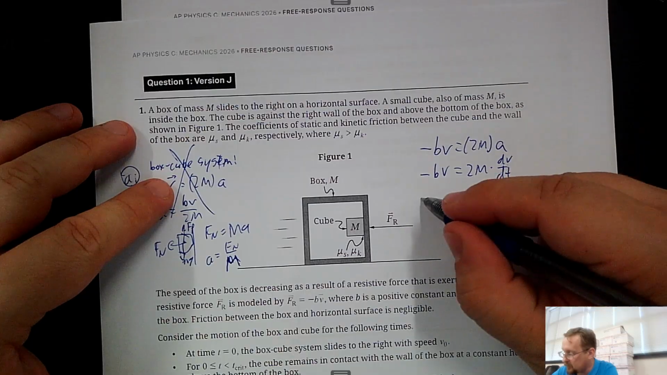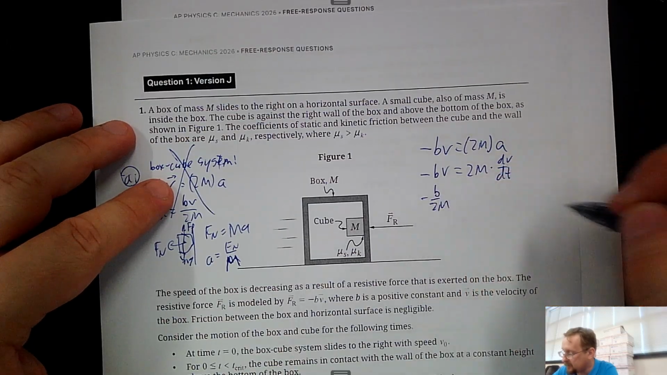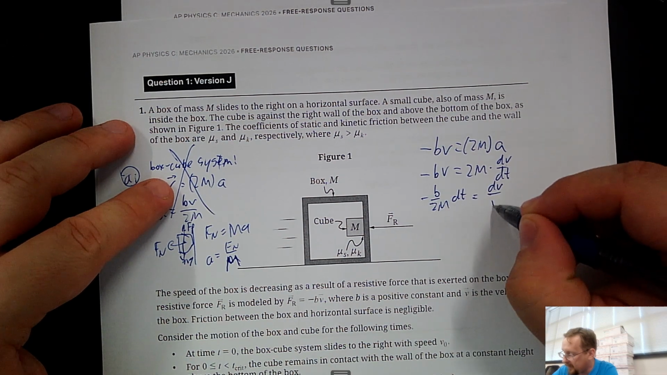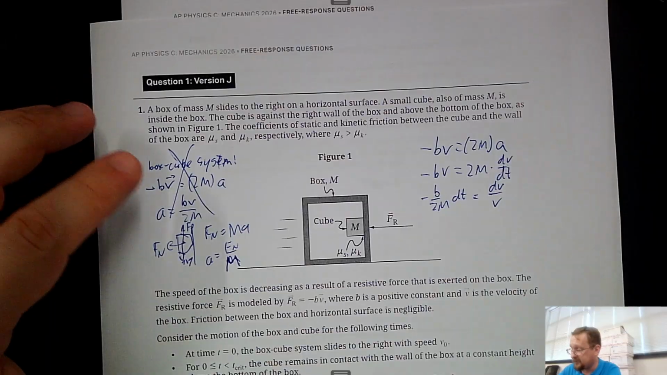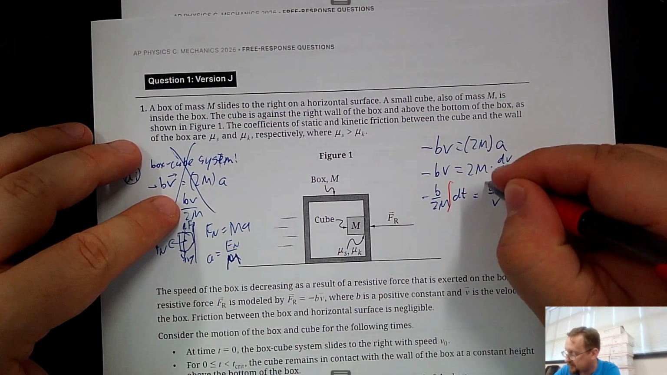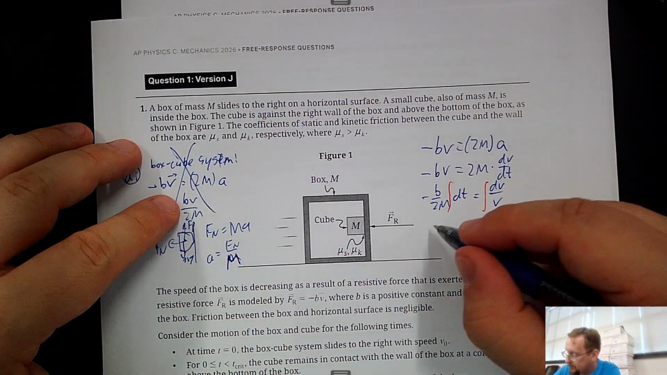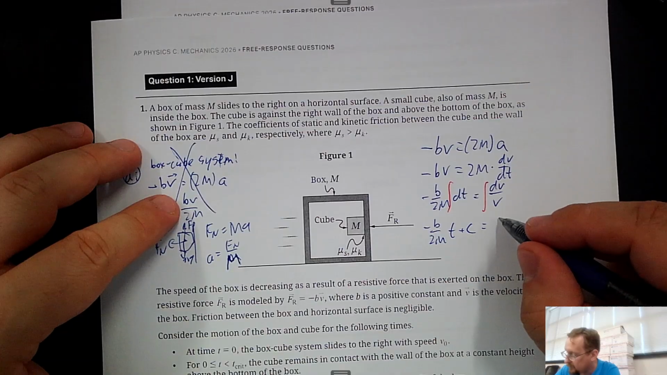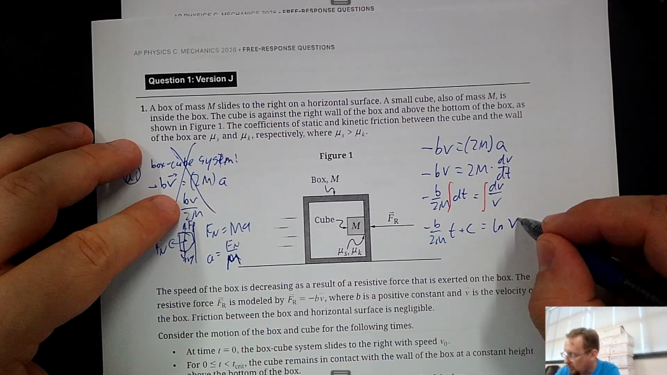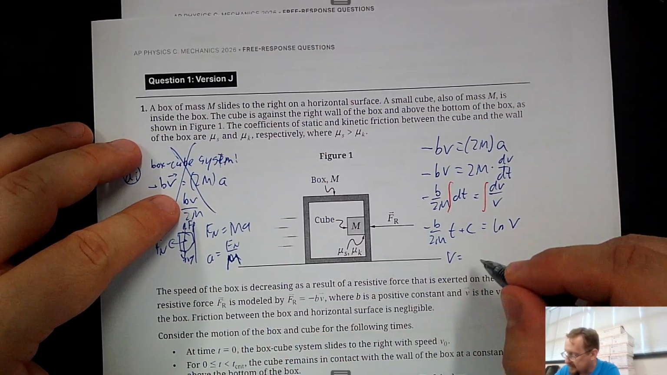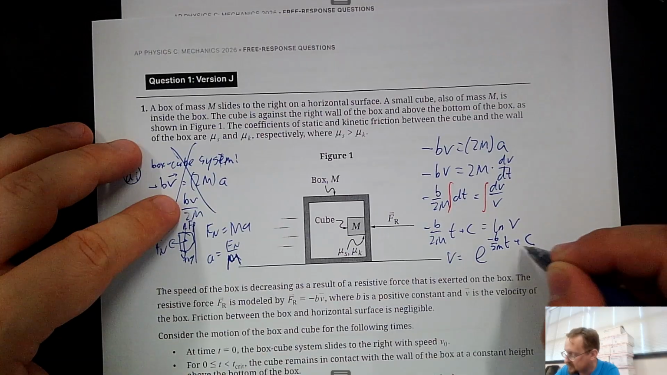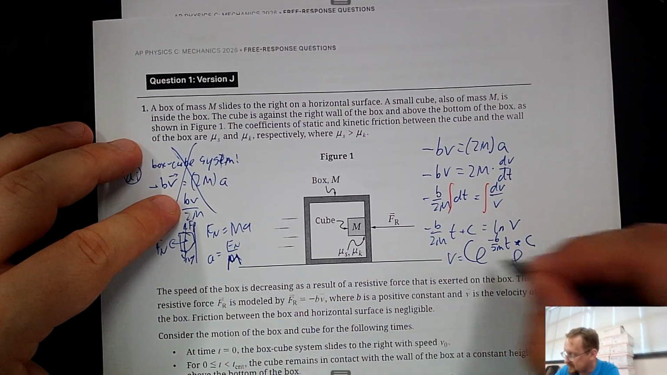So now I'm going to do negative b over 2M, I divide by 2M times dt, I bring the dt up, equals dv over v. All right, I hope I'm not doing this like super difficult, like some kind of a psychopath. Okay, negative b over 2M times t plus a constant equals natural log v. So then v is equal to e to the negative b over 2M times t plus a constant, which is the same as e to the negative b over 2M times t times a different constant, right?